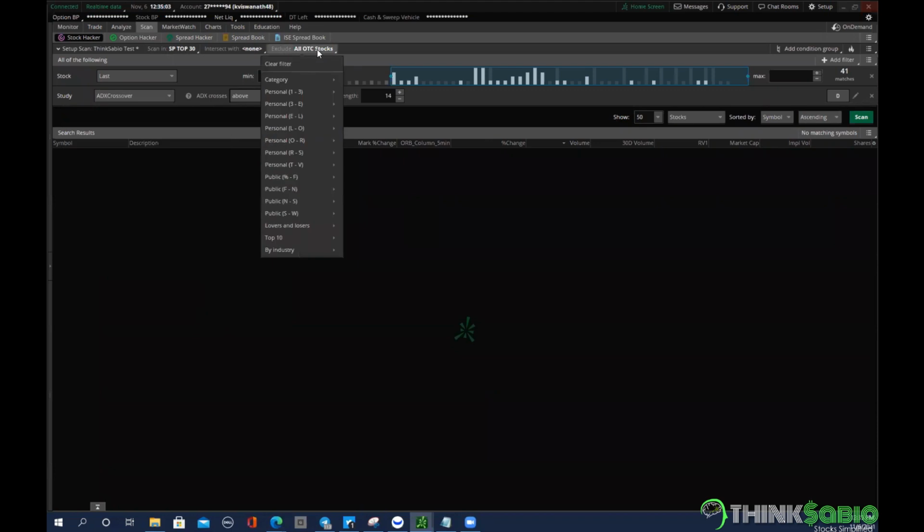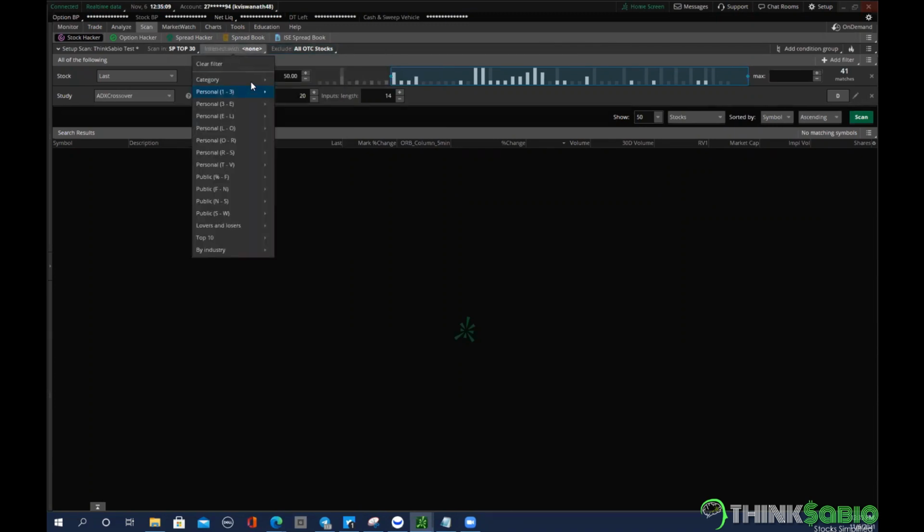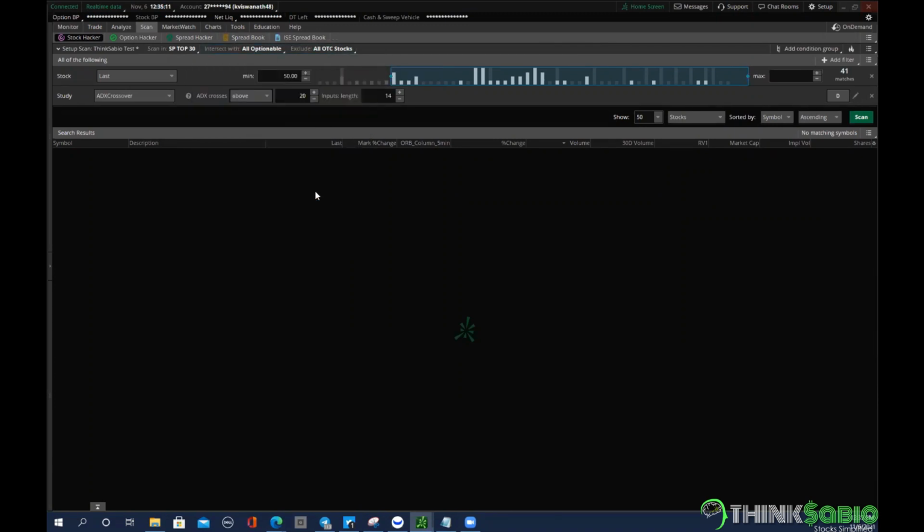I would exclude all OTC if I'm scanning on all the stocks because I don't like noise. And I will also intersect them with all optionable because I am an options trader. I do not trade stocks. I may have some long positions on stocks, but I am purely 100% options trader. So I think that concludes our topics that we have.